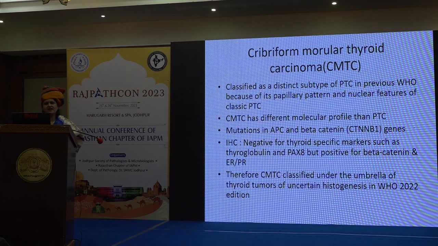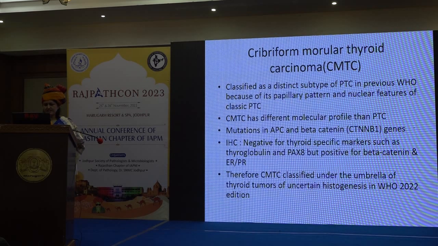Coming to the cribriform morular variant of carcinoma. This was classified as a subtype of papillary thyroid carcinoma in the previous WHO because of its papillary pattern and the nuclear features of classical PTC. But now it has a different molecular profile than PTC. The mutation present in this cribriform morular is in the APC gene and the beta-catenin gene. And that is the reason on IHC these morules are negative for thyroid specific markers such as thyroglobulin and PAX8, but positive for beta-catenin and ER/PR.